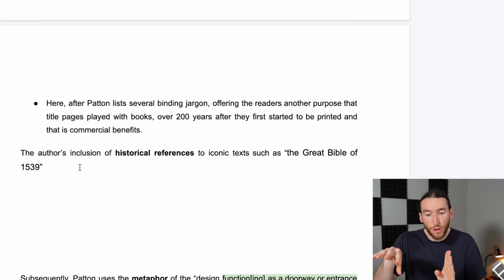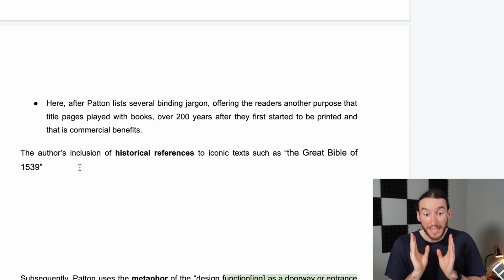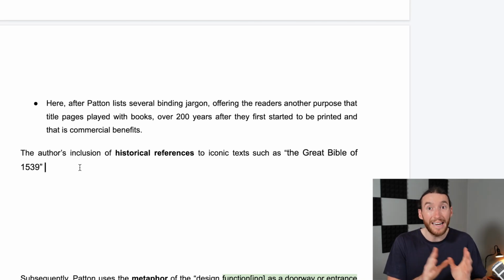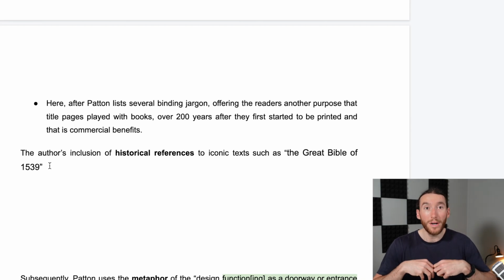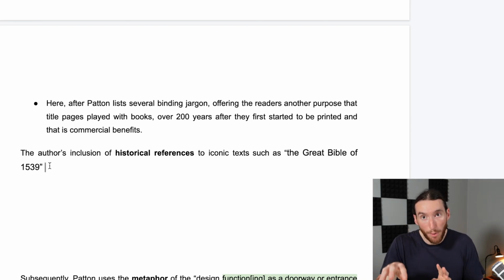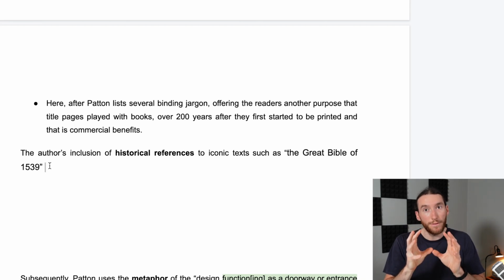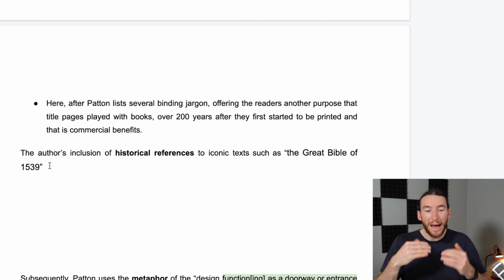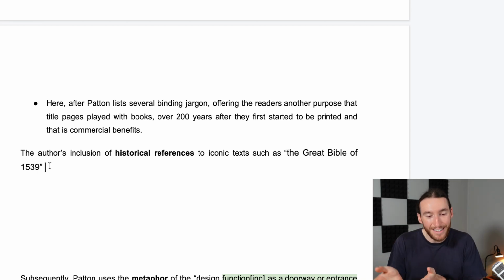I've seen students say allusion. An allusion is where it's kind of implied or implicit. It's not direct. This is an explicit reference. So here, the inclusion of historical reference is fine as the technique. What does that do? It tells us that it's really important to have a creative title page because we can ascribe spiritual importance to those types of books. So spiritual importance, religious importance. I'm thinking of those words because it says Bible. So think of words to do with the quote.